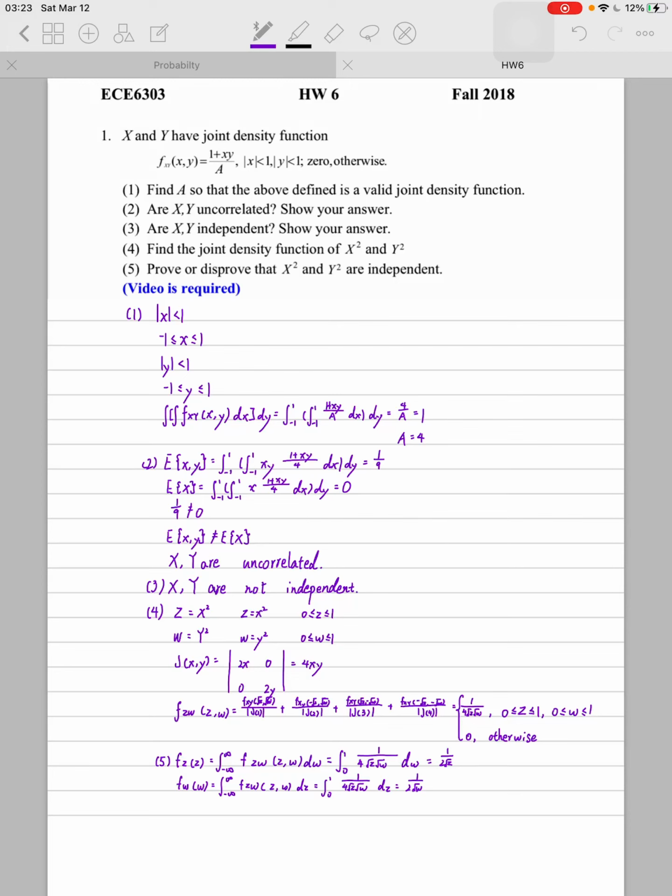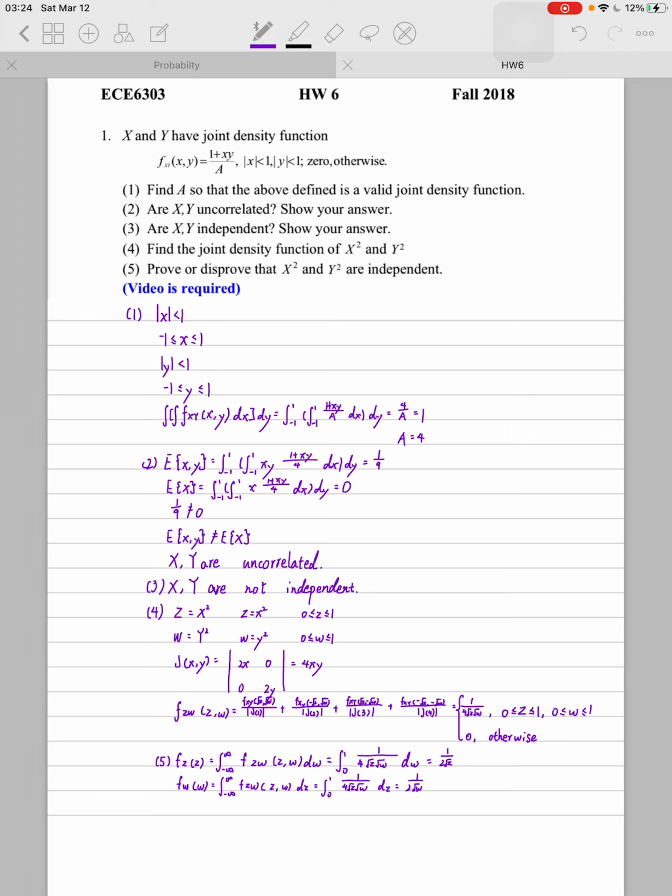This is question 1. X and y have joint density function f(x,y) equals 1 plus xy over a, for absolute x smaller than 1 and absolute y smaller than 1, and 0 otherwise. For question 1, find a so that the above defined is a valid joint density function.